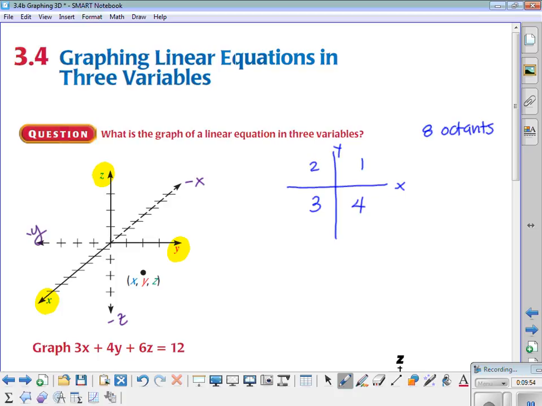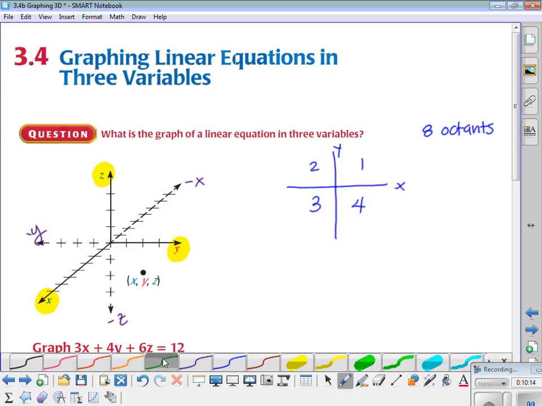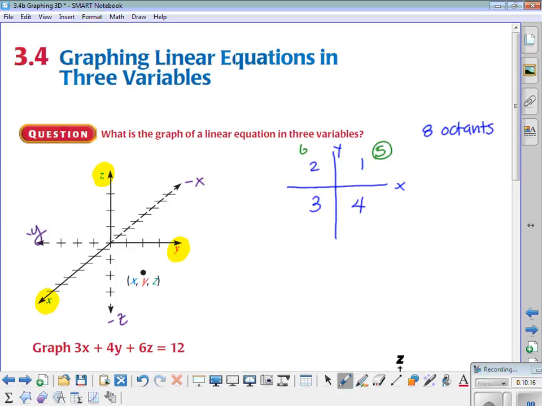And so when z is positive, when everything's positive, that's still your first octant. And then as you go around, it's 1, 2, 3, 4, just like it was before. And then when z is negative, that gives you the 5, 6, 7, 8. So if z is negative, it's 5, 6, 7, and 8. So the green ones are when z is negative. And the blue ones are when z is positive.